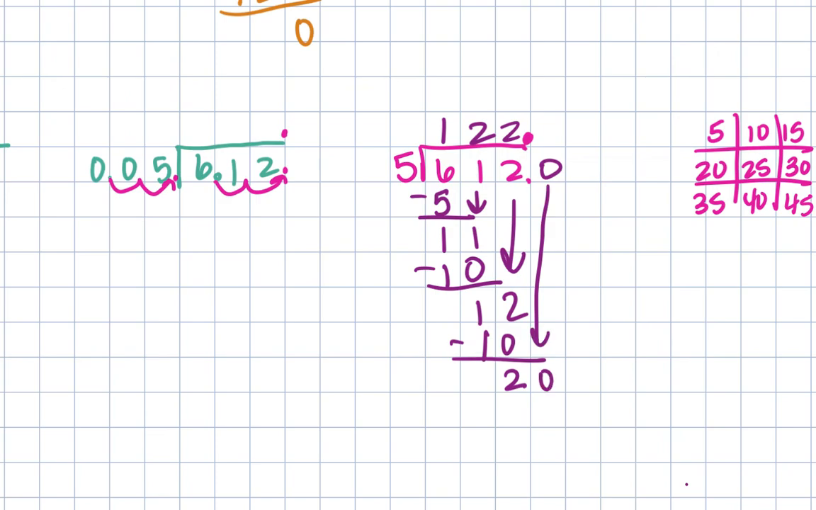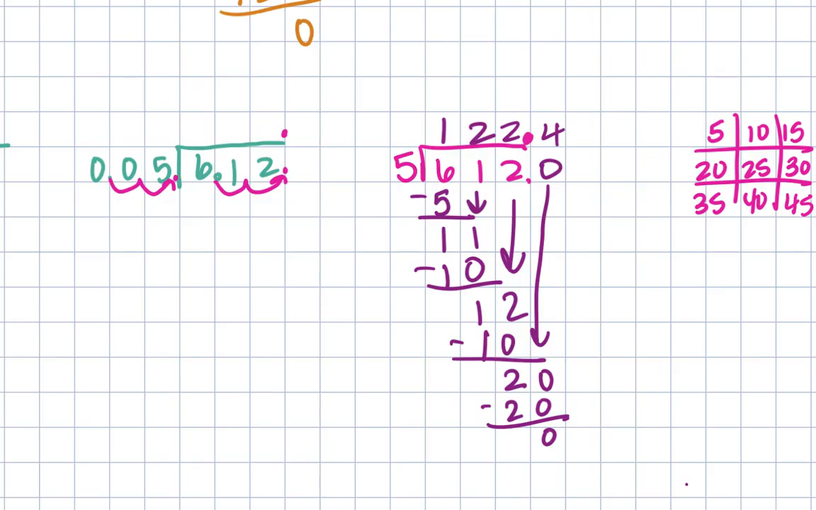So now I have 20. What's the closest I get to 20 without going over? 20, which is multiplying it by 1, 2, 3, 4. So there's my quotient. My answer is 122 and 4/10.